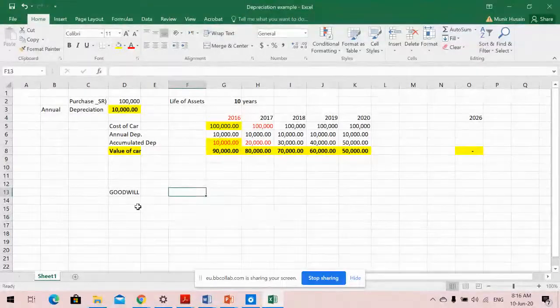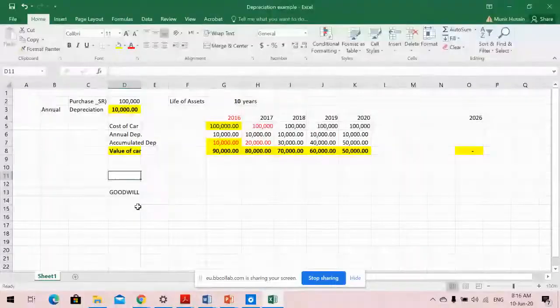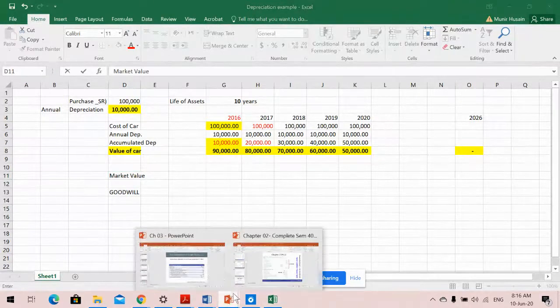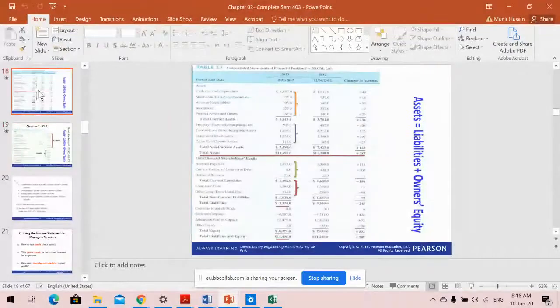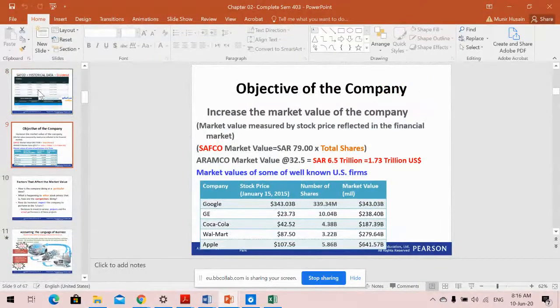Now, what is goodwill? Understand this one. Goodwill is an asset as well. What do you mean by goodwill? Remember, we said previously that there is something called a market value, right? If you remember on previous slides, the market value. I'll show you this slide, in case you don't remember. Yes, if you remember this slide here, the market value, right?